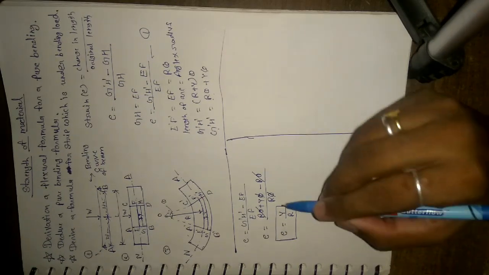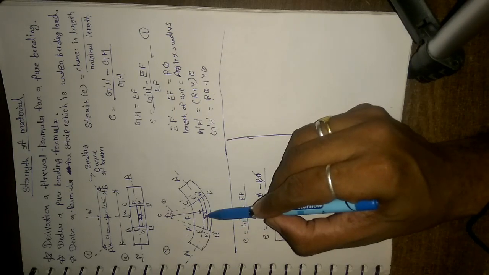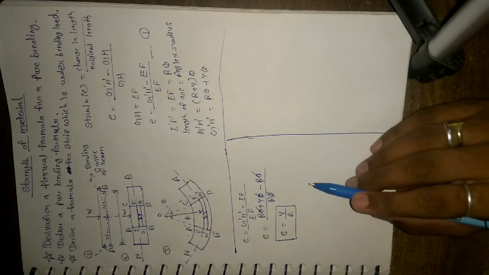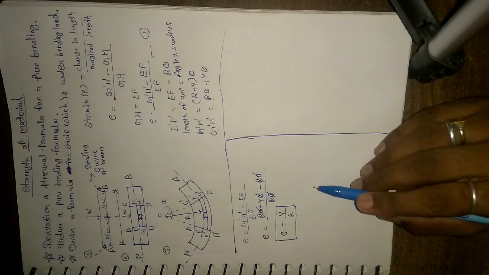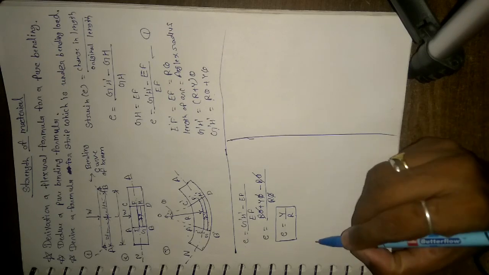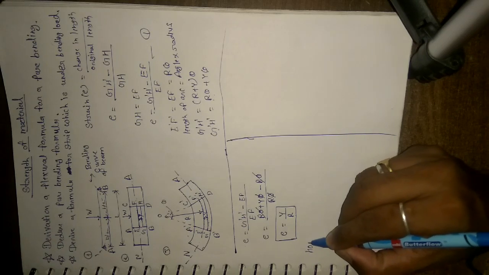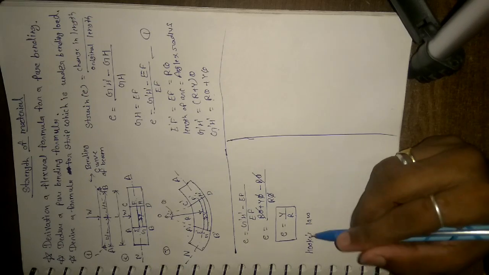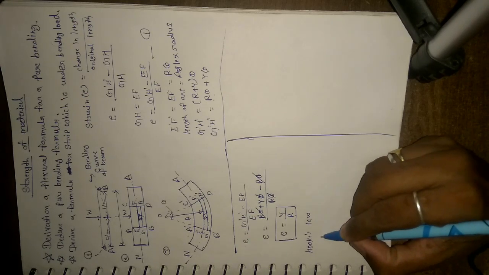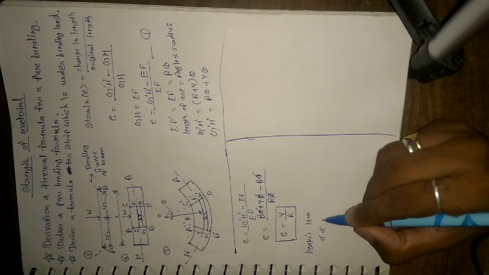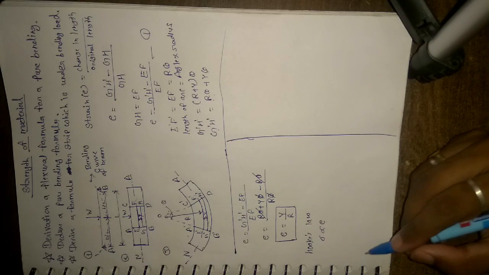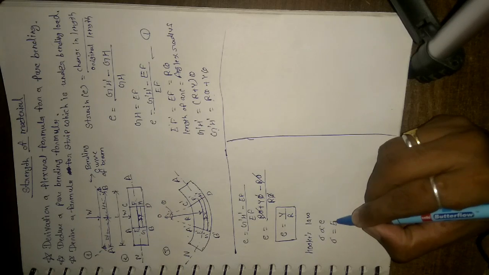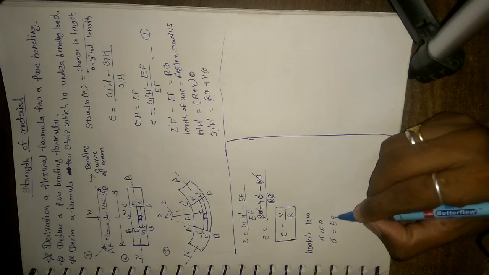So the stress will be equal to the distance from the neutral axis upon the radius of curvature R. Now again we will go ahead with Hooke's law. What does Hooke's law actually say? It says that stress is directly proportional to strain. Means the stress is equal to a constant into the strain.